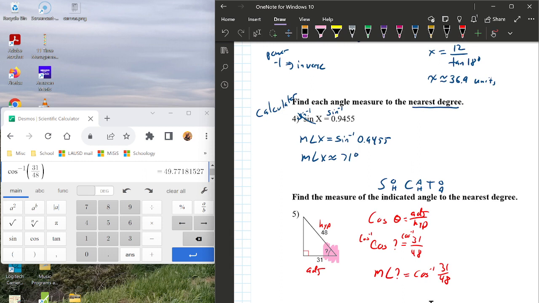And again, that 0.7, that first 7 says round up. So the measure of angle question mark is about 50 degrees. And that's it. This is, I should have mentioned this earlier, IXL R11.